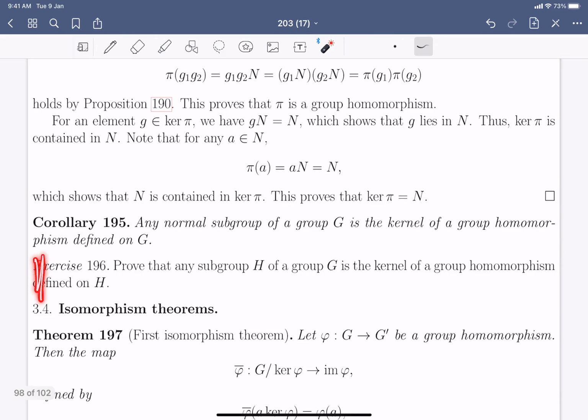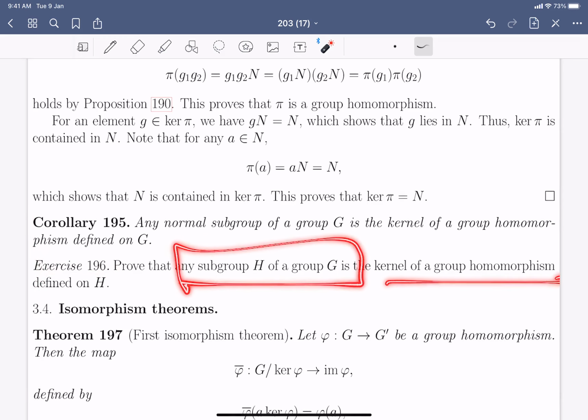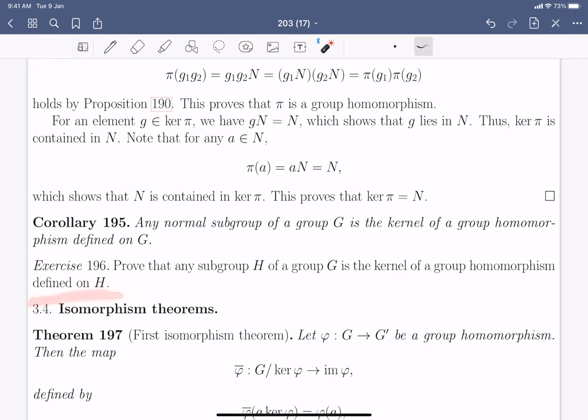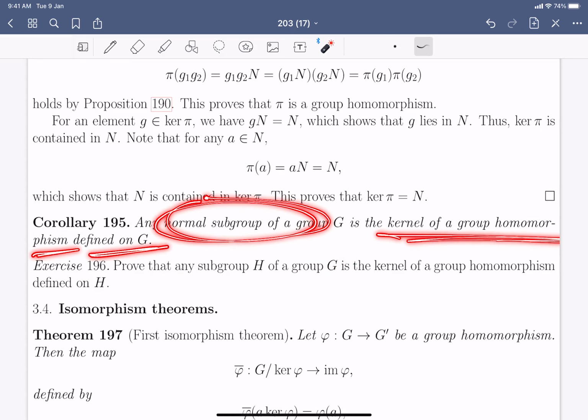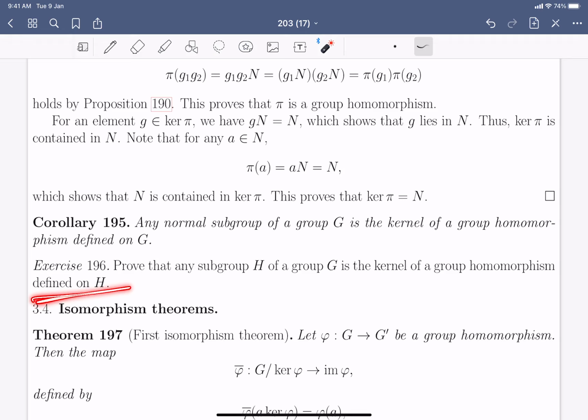Okay, so here is an exercise. It is good to compare this corollary with this exercise. This exercise states that any subgroup H of a group G is a kernel of a group homomorphism defined on H. Please note the difference between this corollary and this exercise. This corollary is about normal subgroups, whereas this exercise is about any subgroup of a group G. This corollary says that any normal subgroup arises as the kernel of a group homomorphism defined on G, whereas this exercise says that any subgroup is equal to the kernel of a group homomorphism, but it has to be defined on H.